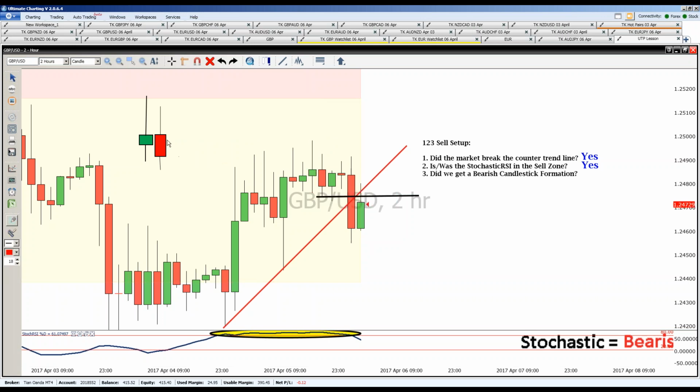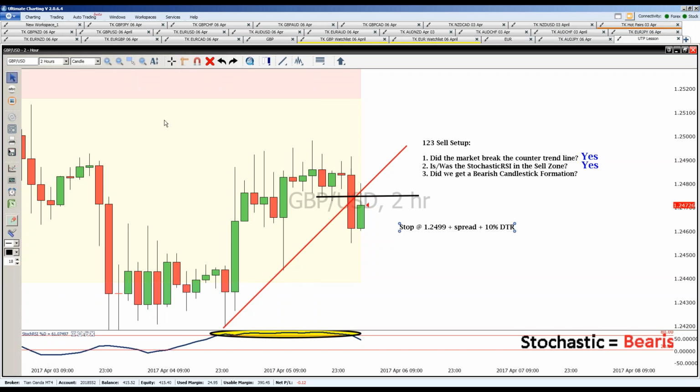I can't place my stop above the A because it won't fit within my risk reward. But if I look at this candlestick formation high, that high was 1.2499. So if I sell right now, then my stop will be 1.2499, which is the candlestick formation high, plus the spread, plus 10% of the daily trading range.